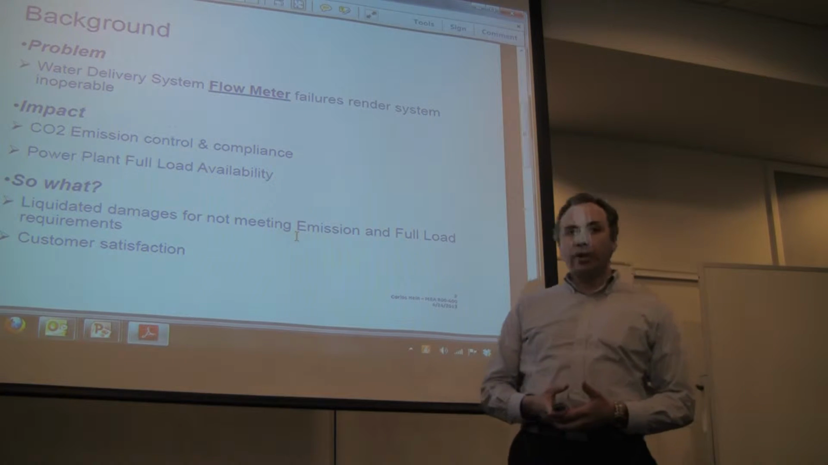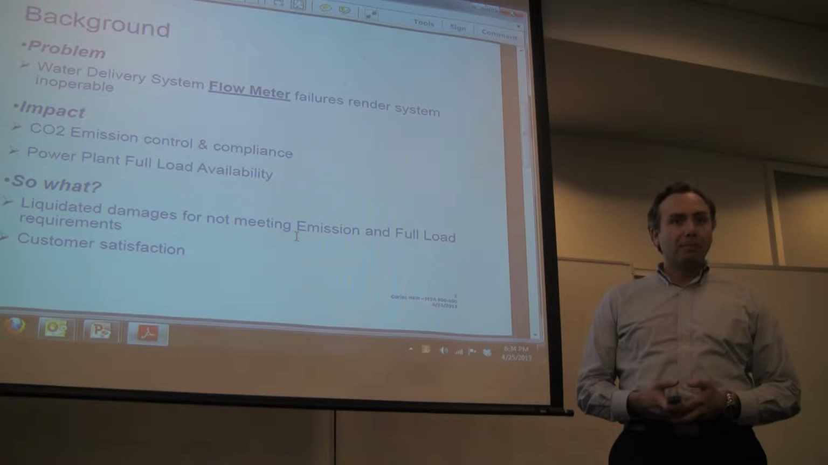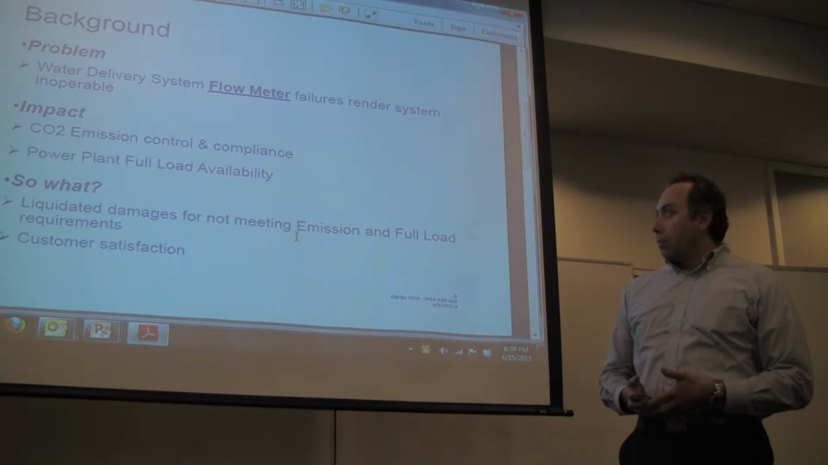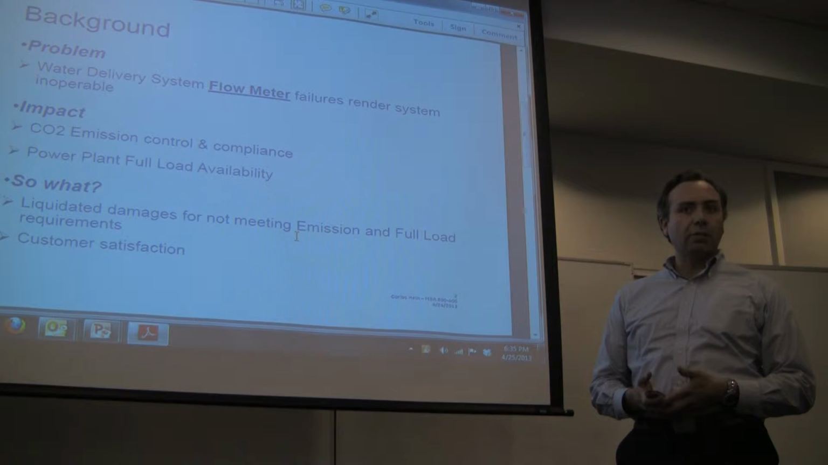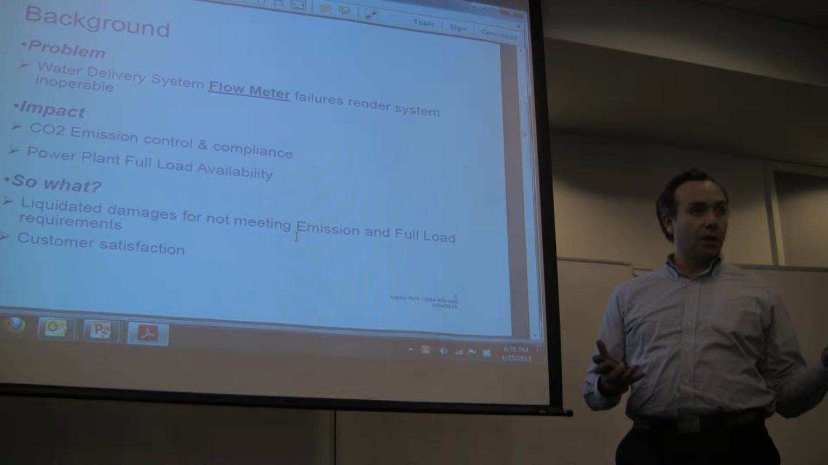So, a little bit of history and background. The water system used in gas turbines is used to mitigate exhaust emissions, particularly carbon dioxide and nitrous oxide. The history of this system has been various failures with one key component, the flow meter. It's a fairly inexpensive device used with the system. However, the impact is pretty significant. It pretty much renders the whole system inoperable.